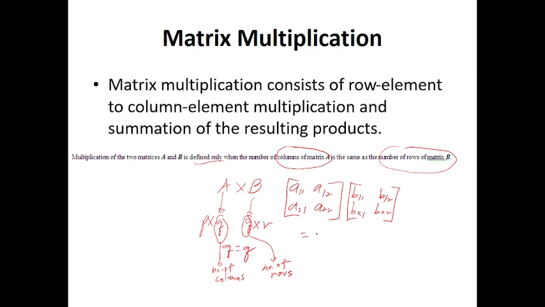So, in this case, we have row element to column element. So, that means, that's the direction. To the right, downward. To the right, downward. So, that's the direction of the multiplication. So, matrix multiplication consists of row element to column element multiplication. Okay? This is the row element. So, that means all of the row, this is a row element.